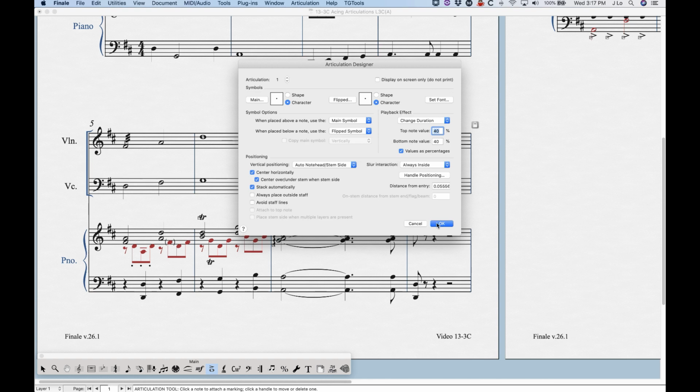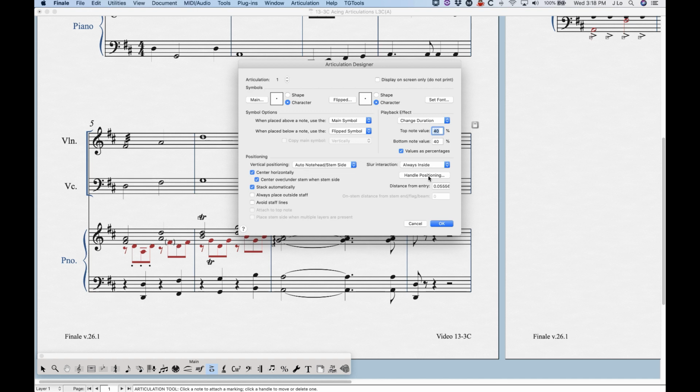And finally, let's talk about handle positioning. Now, handle positioning, I believe, is sort of misnamed. I guess it makes sense, but you kind of have to understand what's going on with articulations and fonts and everything. Basically, an articulation is a character from a font, right?